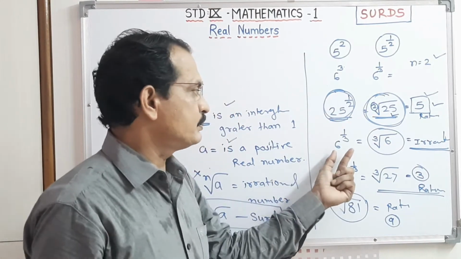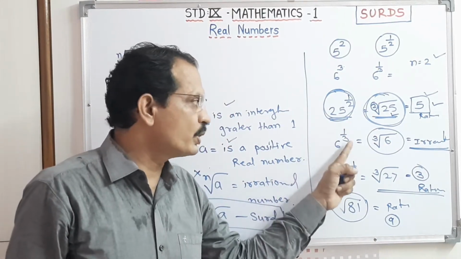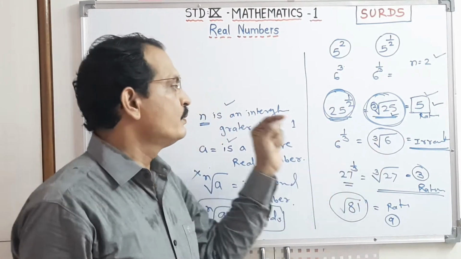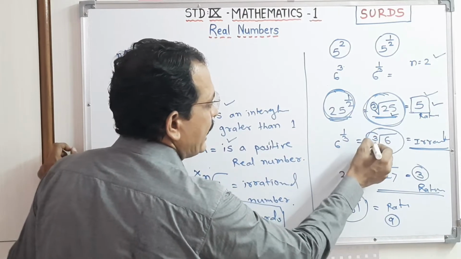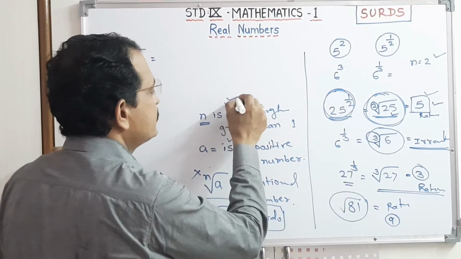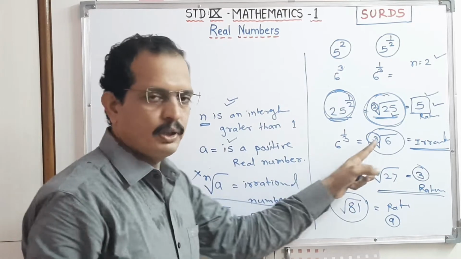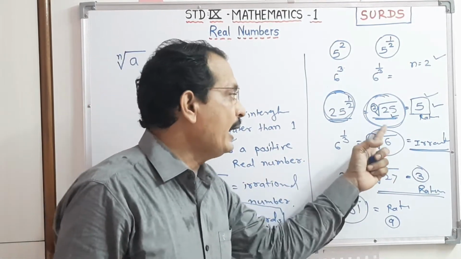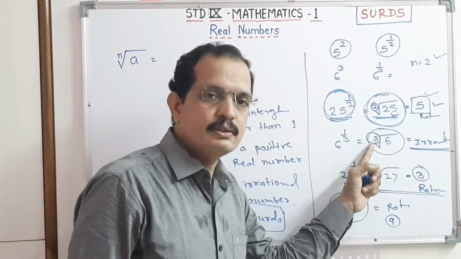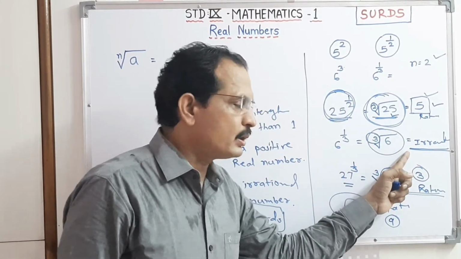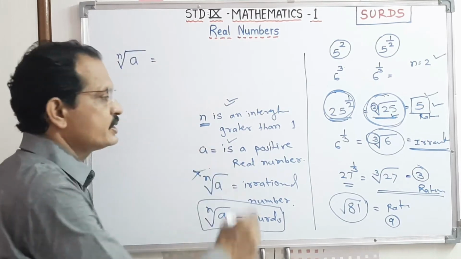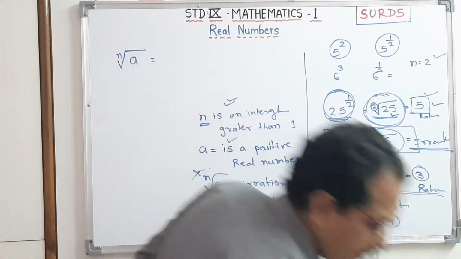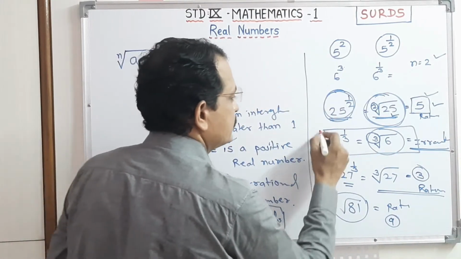Now see the second sum. Here I write 6 raised to 1 upon 3, that means it is the cube root of 6, and for the cube root of 6, first condition, the number denoted by n is 3 and 3 is an integer greater than 1. This 6 is a positive real number. Yes, perfect. And can we find out the cube root of 6? No, therefore it is an irrational number and therefore all these three conditions are followed. Therefore we say that this is a surd.